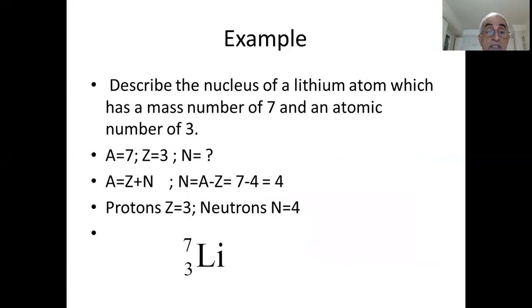Example: describe the nucleus of a lithium atom, which has a mass number of 7 and an atomic number of 3. So A equals 7, Z equals 3, so the number of neutrons N equals A minus Z equals 7 minus 3 equals 4. So protons Z equals 3, neutrons N equals 4, so lithium 3 by 7 is the description of the lithium nucleus.